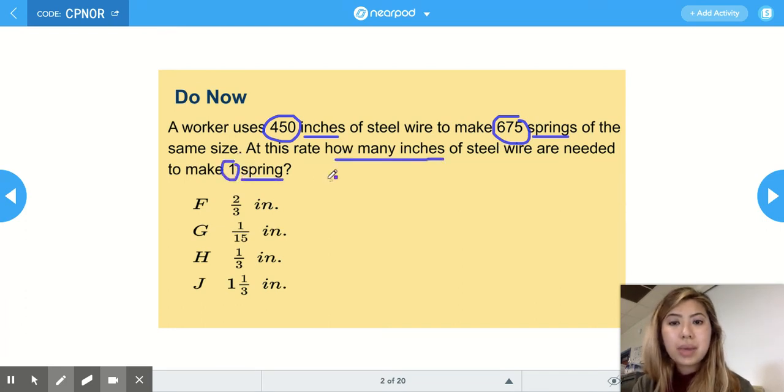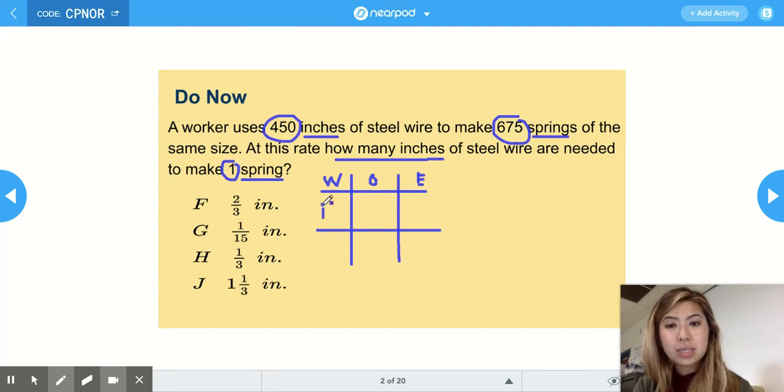So we're going to start by making a WOE chart, which is going to help us write our proportion. The W stands for the words or the units in the problem. In this problem, it's going to be inches and springs. The O stands for the original numbers or the original rate or unit rate. So we have 450 inches to make 675 springs.